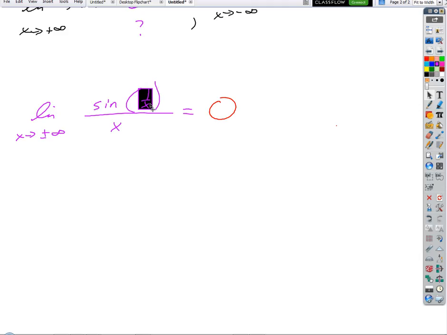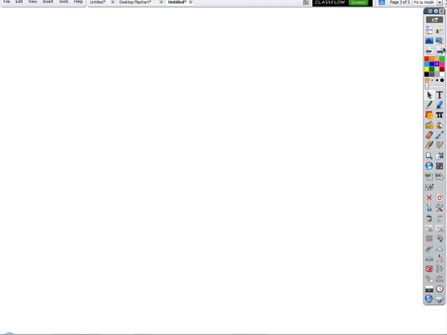So even though the top of the fraction is not constant, it's bounded, right? It's bounded to have values between -1 and 1 inclusive, right? And so the bottom is still exploding while the top is not. And so the answer is 0, right? Make sense? Okay. How about this?